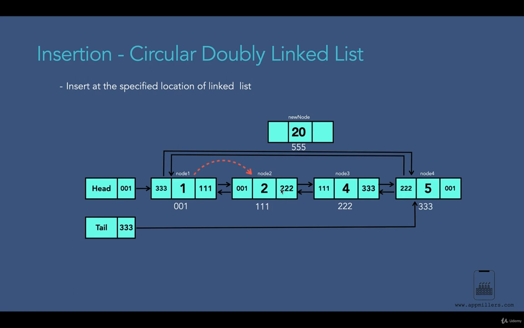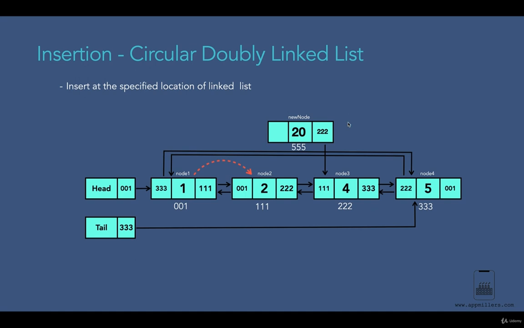Now we know that the next reference of node 2 points to the next node, so this means that if we are inserting a node between these nodes, new node has to point to the next node. So that's why we know that the next reference of node 2 is 222, which is pointing to node 3, which is the physical location of node 3. So we are going to update the next reference of new node to 222. With this, we will create a link between new node and node 3.